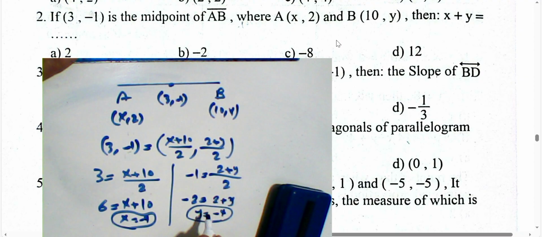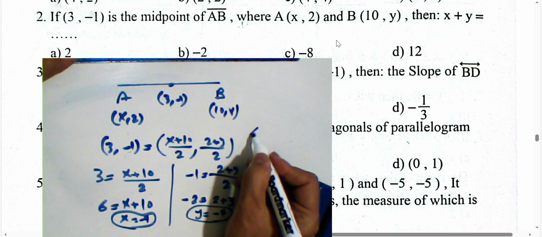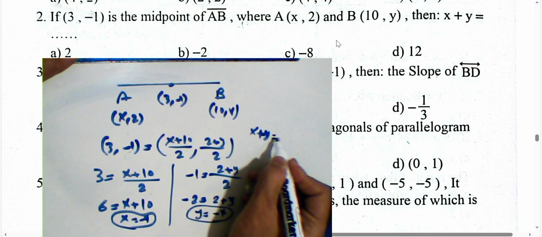Then the point here is (-4, -4). Here you must collect x and y. We can add them together. The answer will be negative 8.